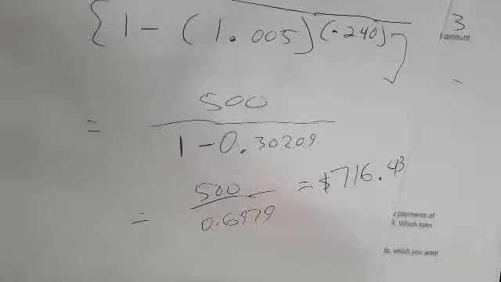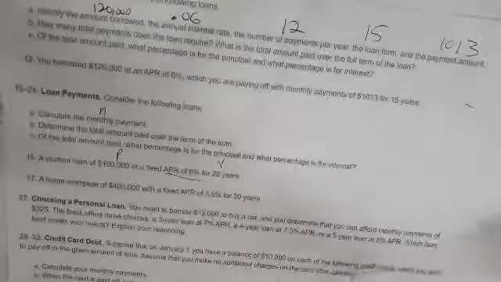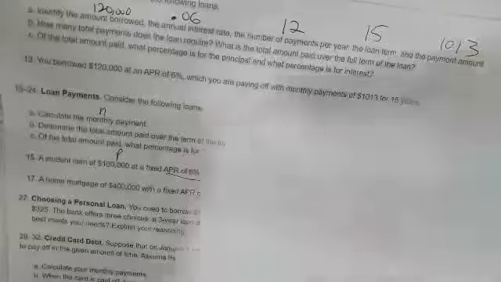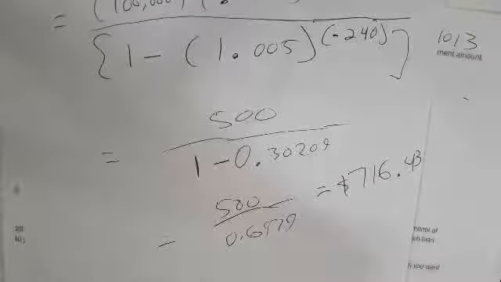And what does this represent? How much he pays a month? Yep, that's the monthly payment right there. So if this is the monthly payment, what is the next thing asking? Total payment? Total amount paid over the term of the loan. So if this is his monthly payment, how do we figure out the total payment?